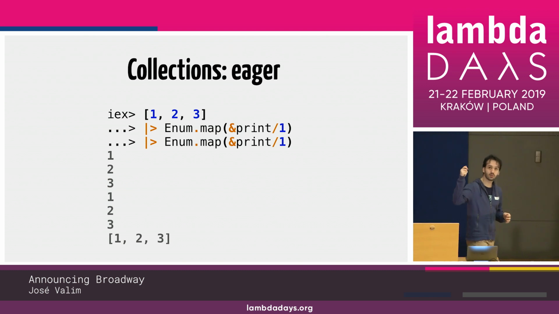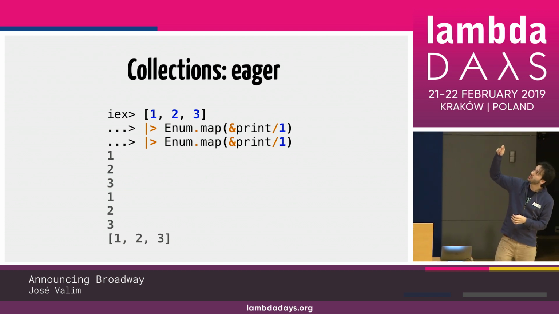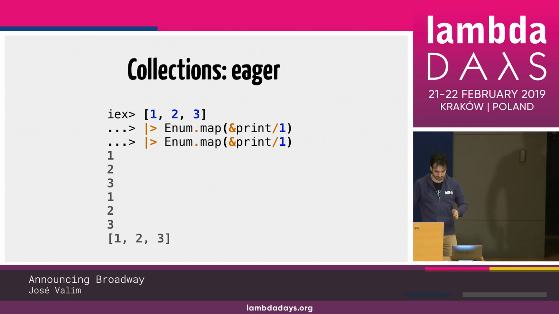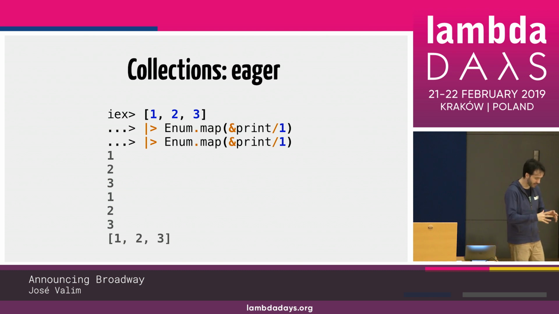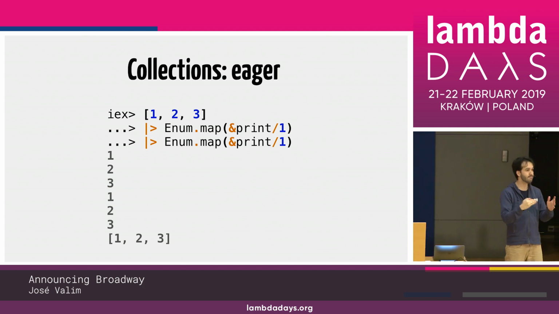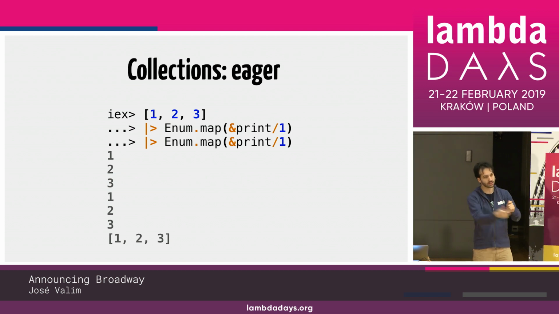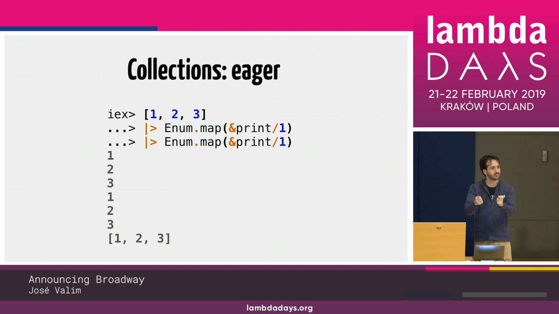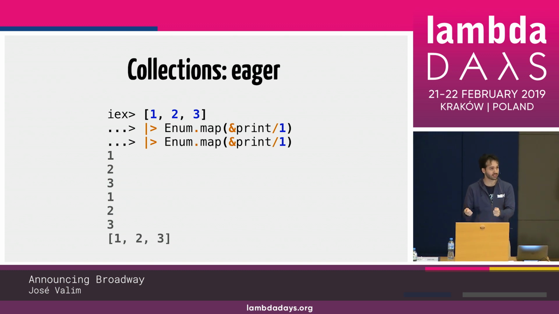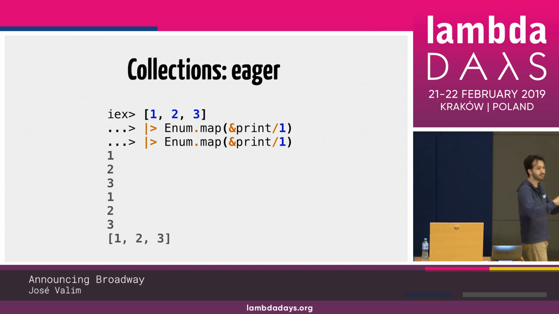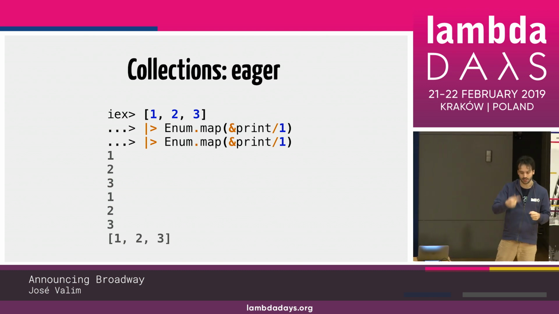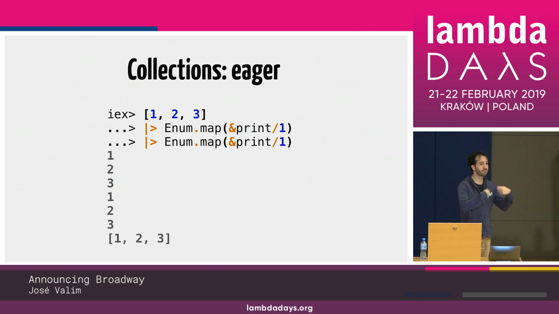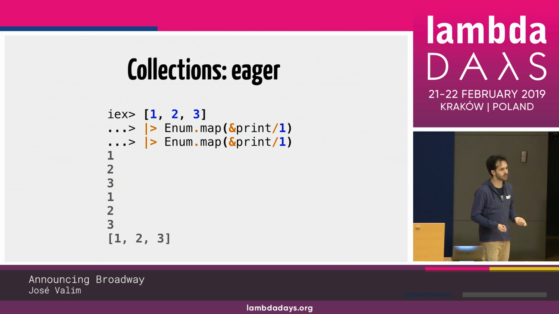So you can see that this is going to print 1, 2, 3, 1, 2, 3, and then return the whole collection as 1, 2, 3, right? And the way it works, because it's eager, is that when you call Enum.map, at that moment, we traverse the whole collection, print each element, and build a new collection. This is important. We build a new collection after the first Enum.map operation. Then in the second Enum.map operation, we do the same thing: we print each element and return yet another new collection. Every time we do that, we are traversing everything and building a new collection.